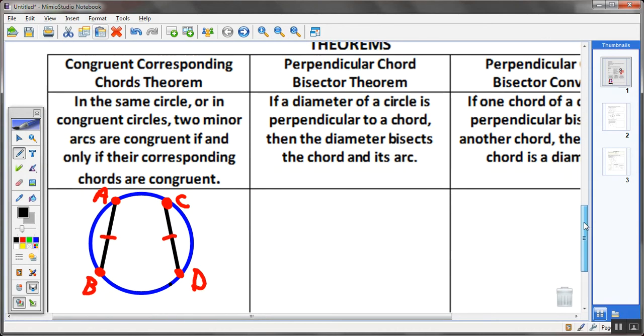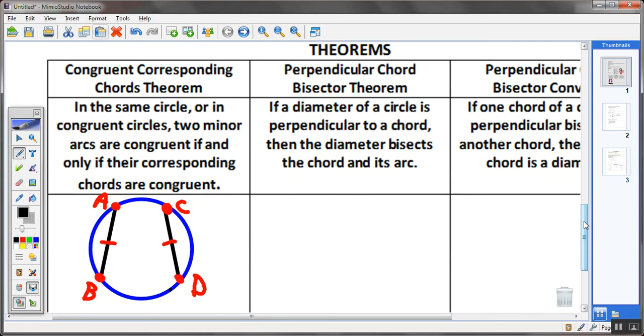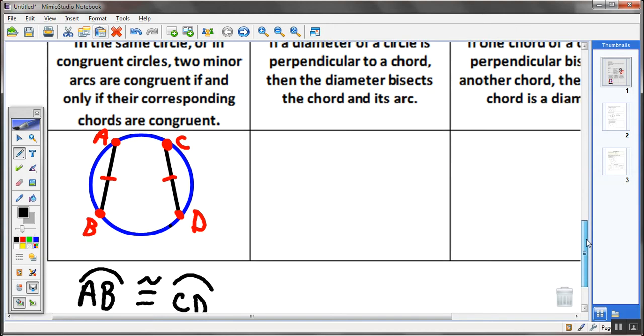Okay, next one. What word do you see here? Perpendicular. Perpendicular means what angle has to be formed? 90. And then you see this word bisector. It means it's going to take a segment and cut it in half. So we're going to cut a segment in half at 90. The perpendicular chord bisector theorem says if a diameter of a circle is perpendicular to a chord, then the diameter does what? It bisects the chord and its arc. So what I'm saying is this.